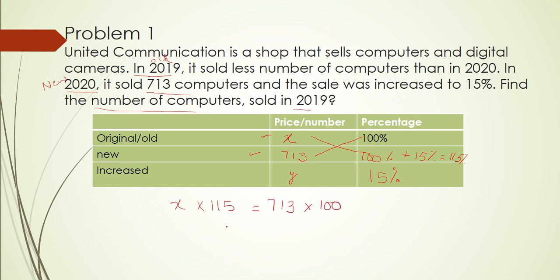Divide both sides by 115. So we will get x is equal to 713 multiplied by 100 divided by 115, and the answer that we get is 620. These are the number of computers which were sold in 2019, and in 2020, 713 were sold, which means more than 620. Now what is the number of computers sold in 2020? So we can simply subtract and find.